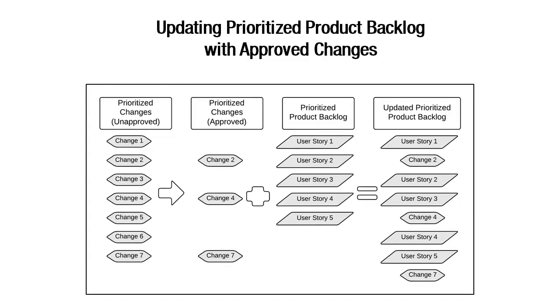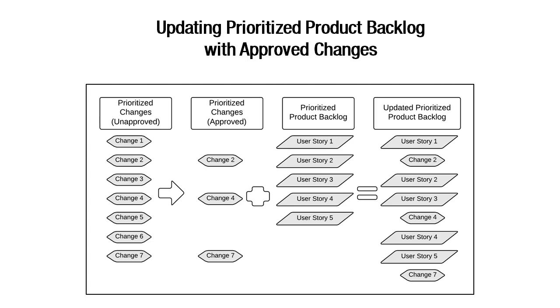Change requests for the project are discussed and approved during the Develop Epics, Create Prioritized Product Backlog, and Refine Prioritized Product Backlog processes. Approved change requests are then prioritized along with other product requirements and their respective user stories, and then incorporated into the prioritized product backlog.